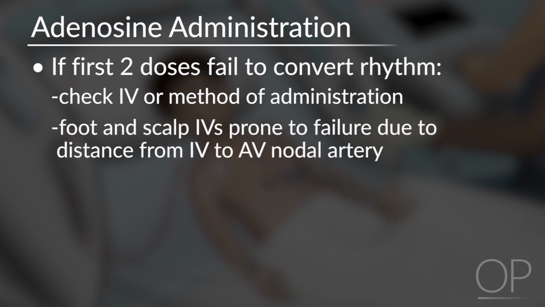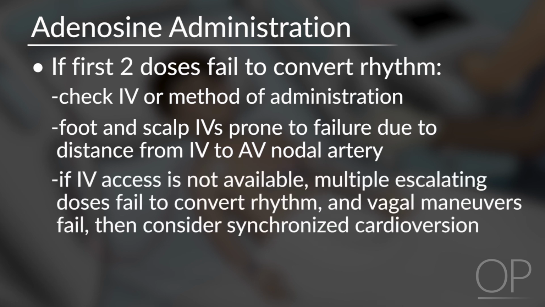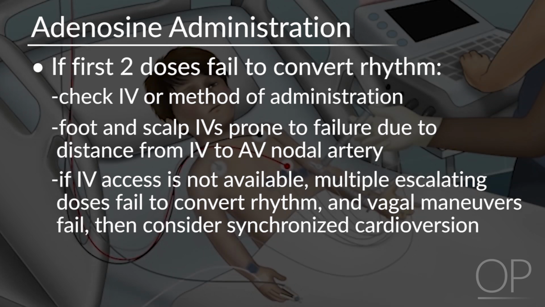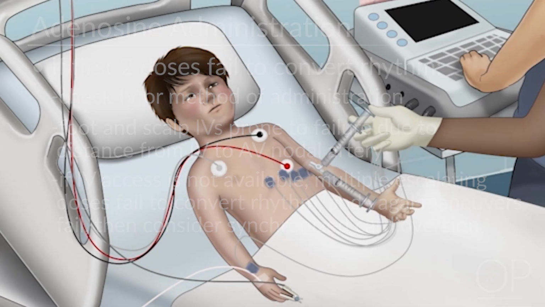Foot and scalp IVs are very prone to failure due to the distance from the IV to the AV nodal artery. If IV access is not available, or multiple escalating doses of adenosine fail to convert the rhythm and vagal maneuvers have not been successful, then synchronized cardioversion may be considered. In this scenario, the patient had 2 rounds of adenosine and may need synchronized cardioversion if the 3rd round fails.